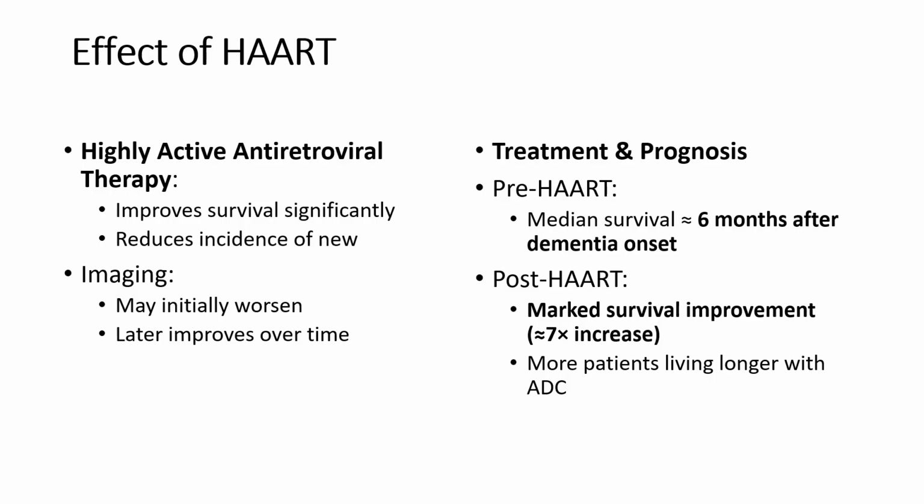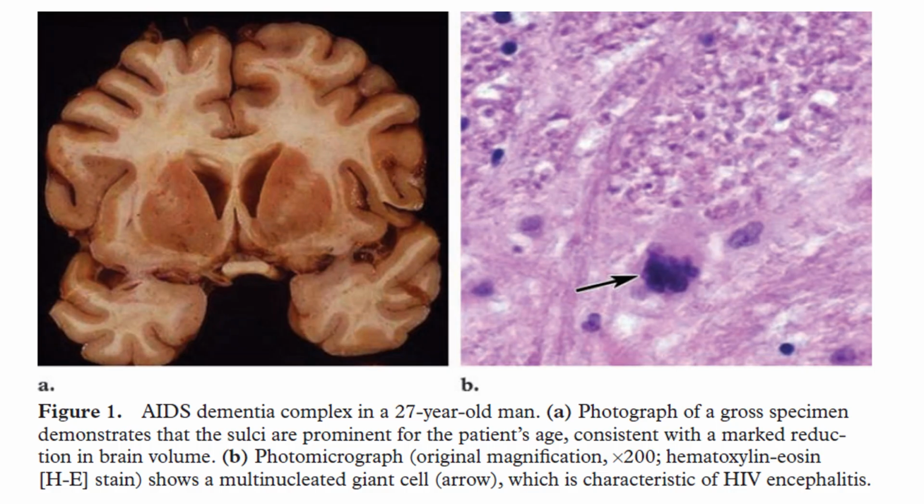Pre-HAART median survival was 6 months after dementia onset. Post-HAART therapy, there is marked survival improvement, that is 7 times more. More patients are living longer with AIDS dementia complex. In this image, we can see AIDS dementia complex in a 27-year-old man. Photograph of the gross specimen demonstrating that the sulci are prominent for the patient's age, consistent with a marked reduction in the brain volume. Second image shows photomicrograph showing a multinucleated giant cell, which is characteristic of HIV encephalitis.